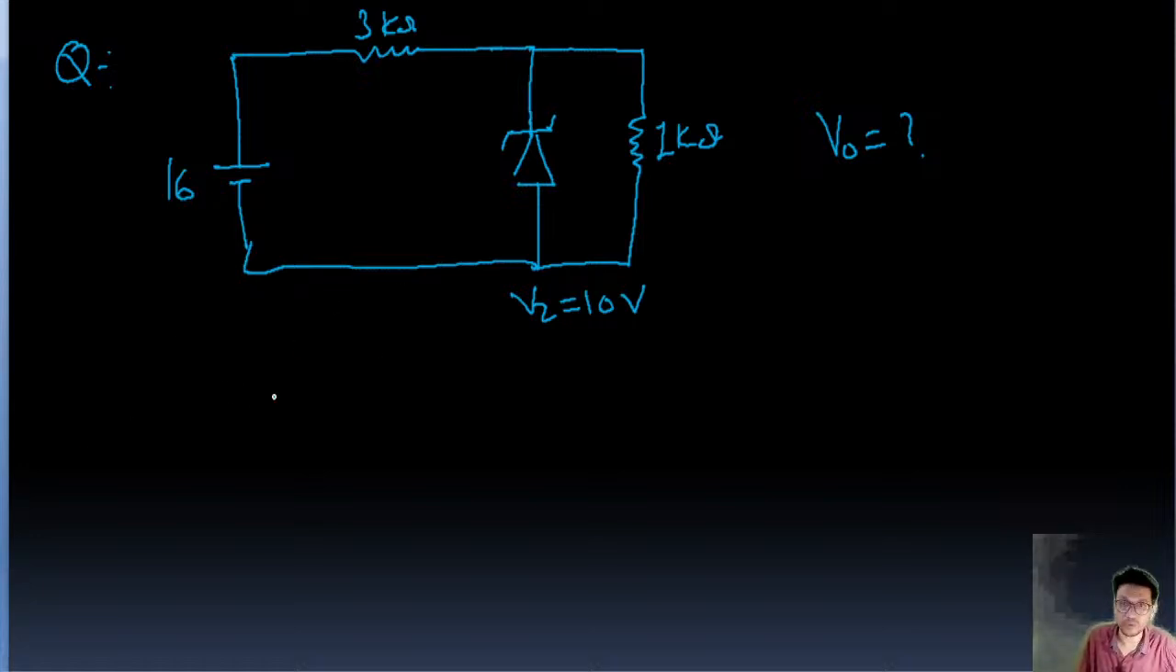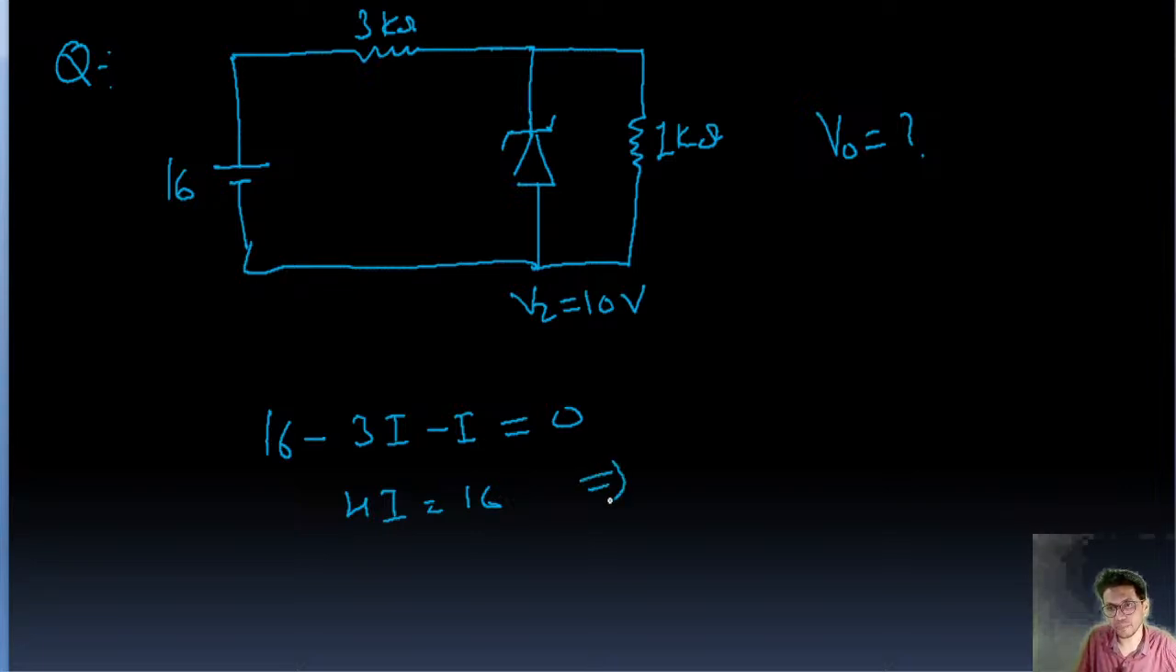Now I'm going to solve it directly. So this is going to be 16 minus, in this loop, because it is going to be open circuited, means 16 minus 3i minus i equal to 0. So from here 4i equal to 16, that implies I value is 16 upon 4, that is 4 milliampere. Okay, 4 milliampere.